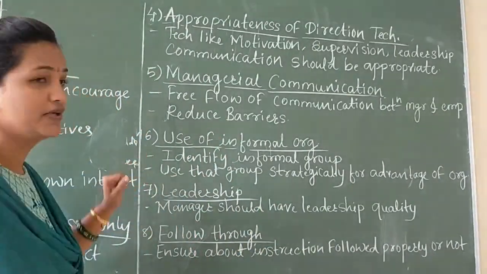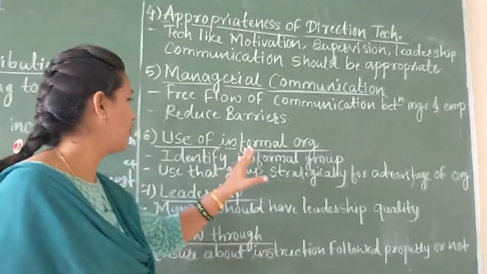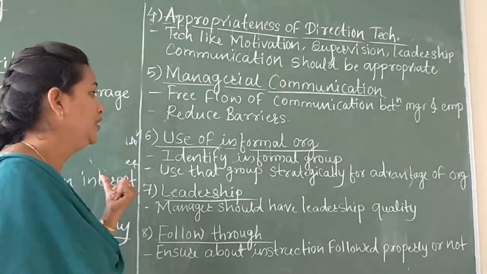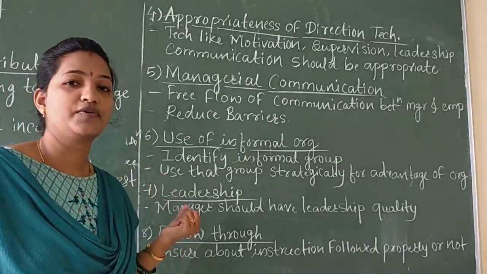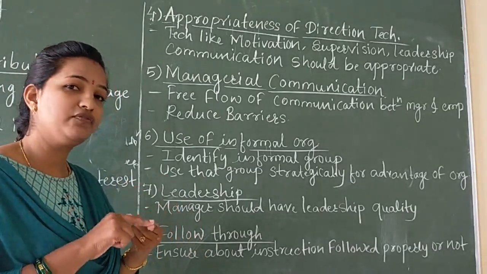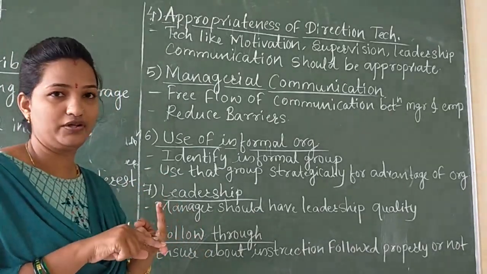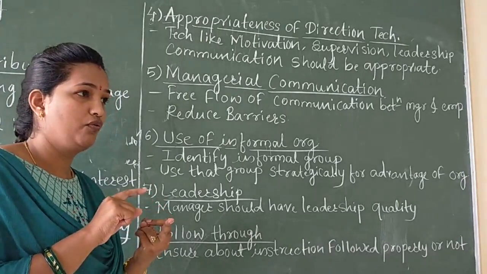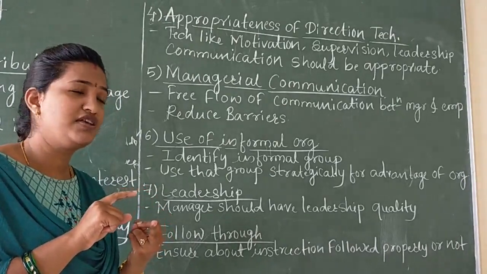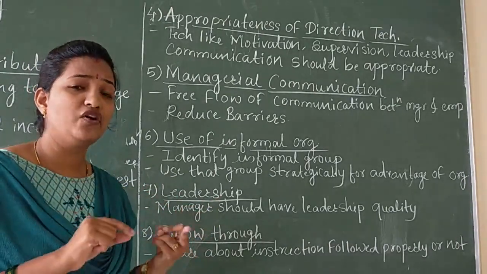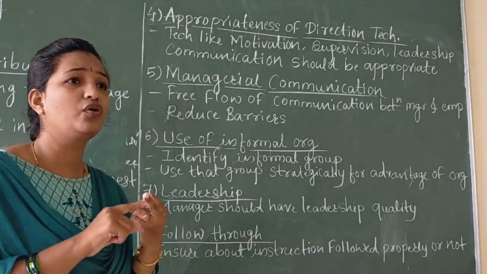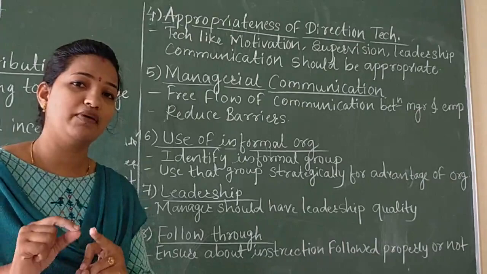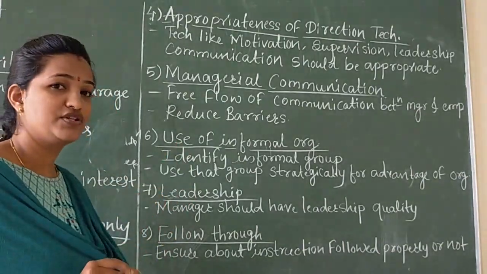Okay. So the next principle is use of informal organization. Use of informal organization means what? We have seen within the organization chapter that there are two types of organization: informal organization and formal organization. Within a formal organization, everything, every activity of that organization, is followed with rules and regulations. Everything should be done in a formal manner. But use of informal organization means what?